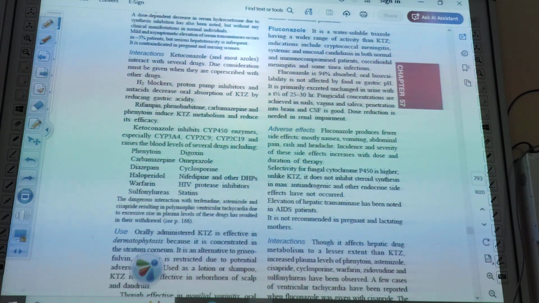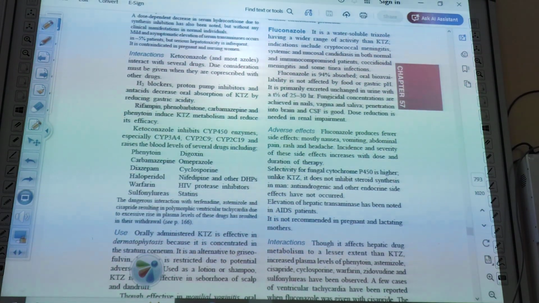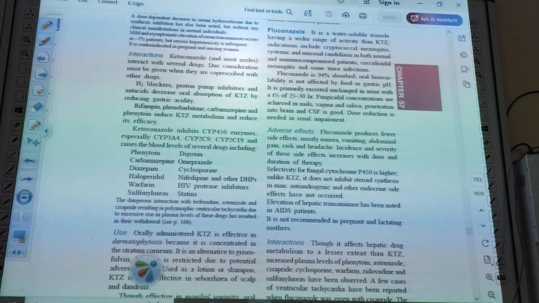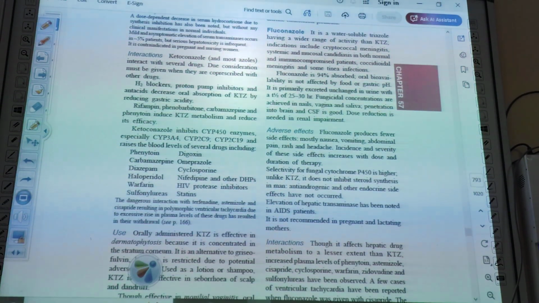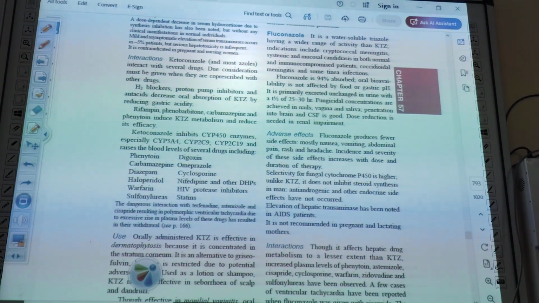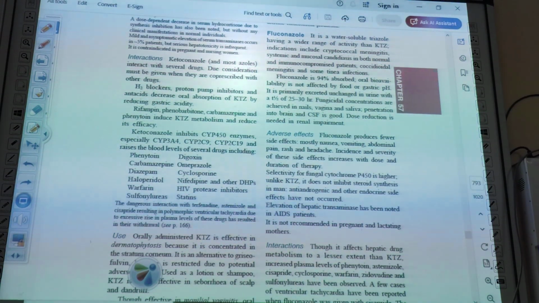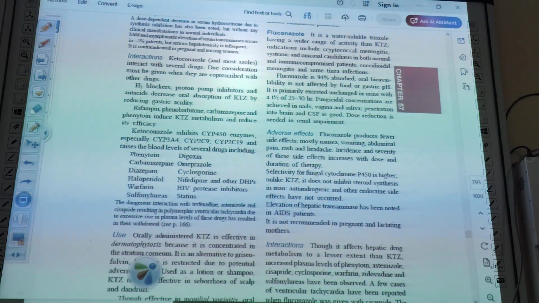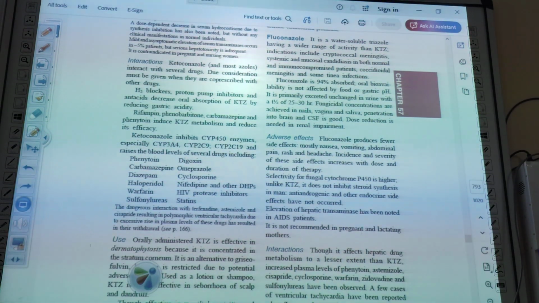Then, interactions of ketoconazole with other drugs. What is drug-drug interaction? When two or more drugs are given simultaneously, any type of adverse reaction or unwanted reaction is known as adverse drug reaction. Ketoconazole is the most unstable azole. It interacts with several drugs, so due consideration must be given.